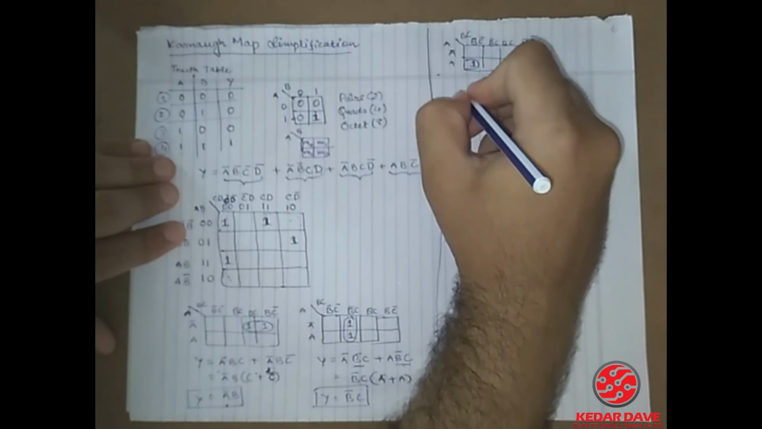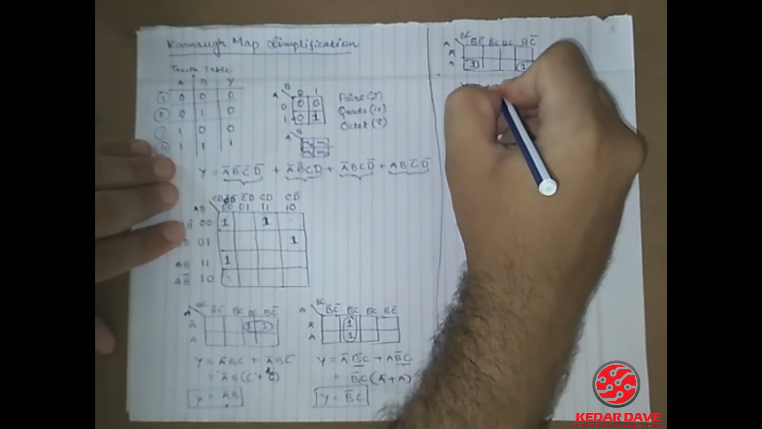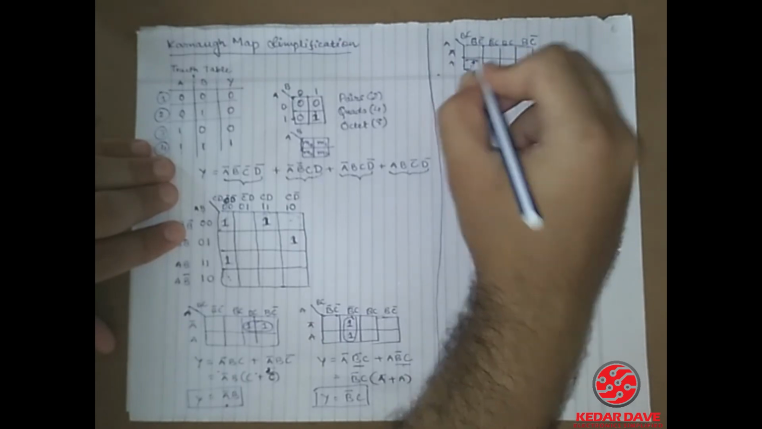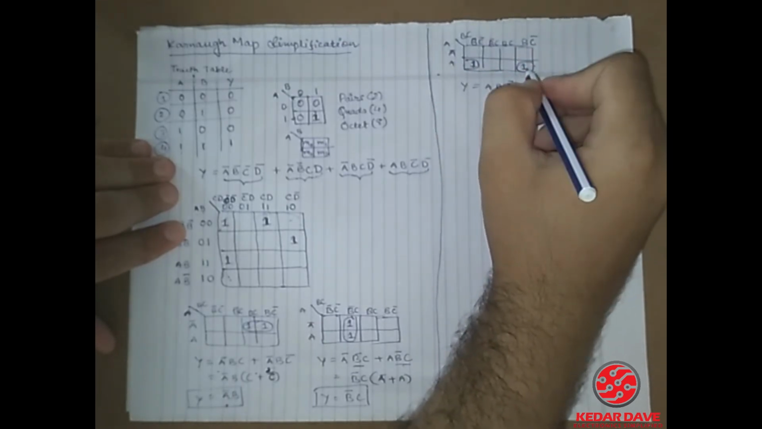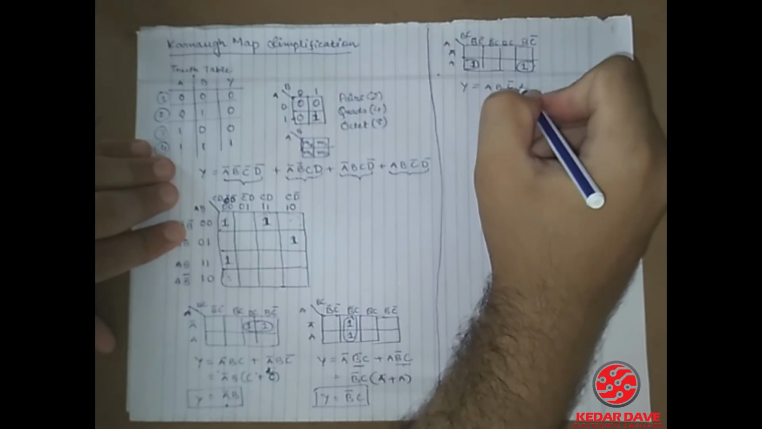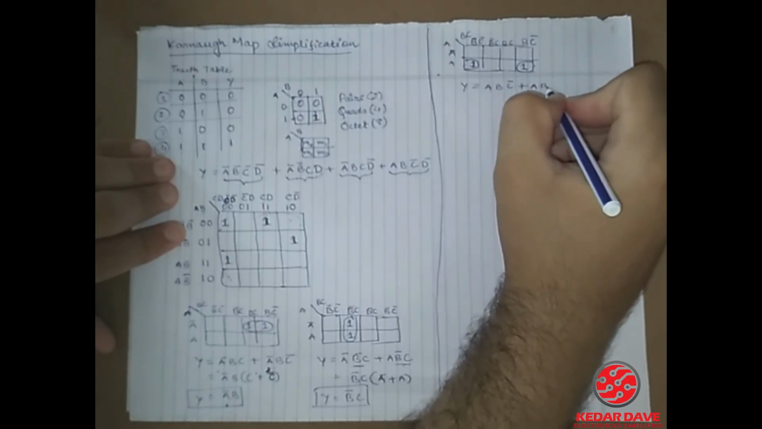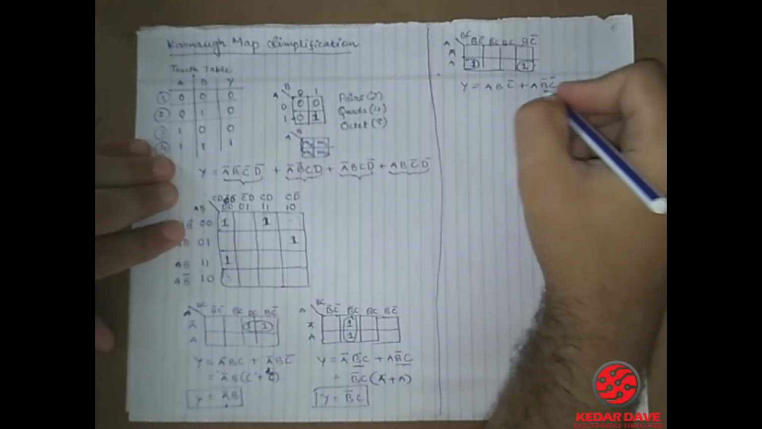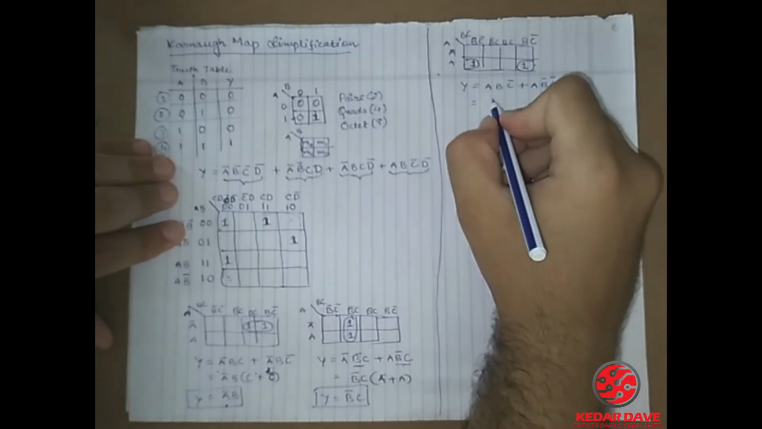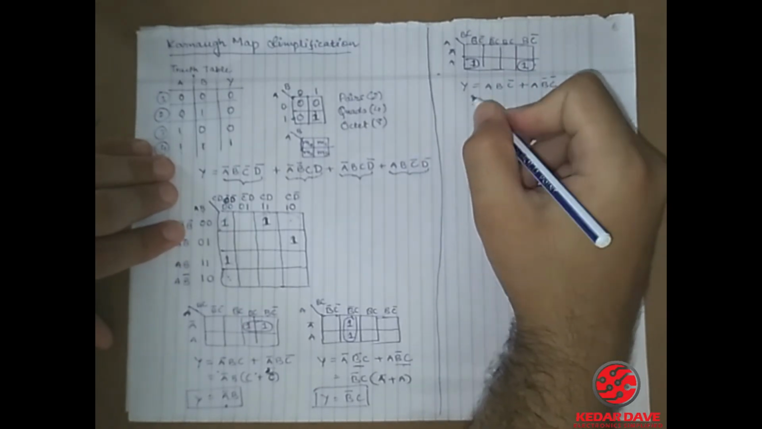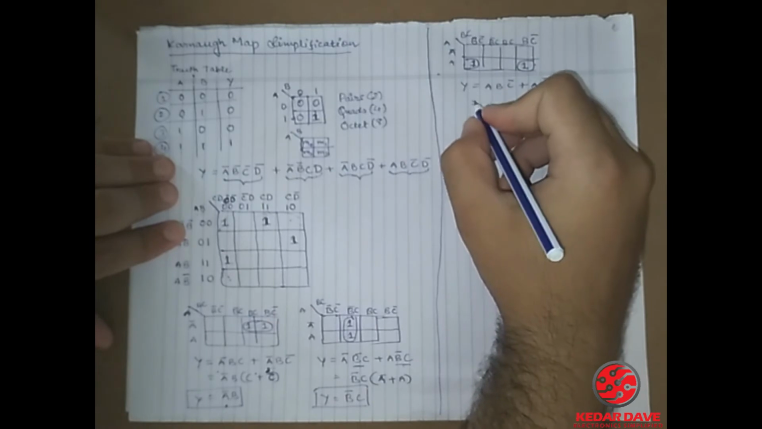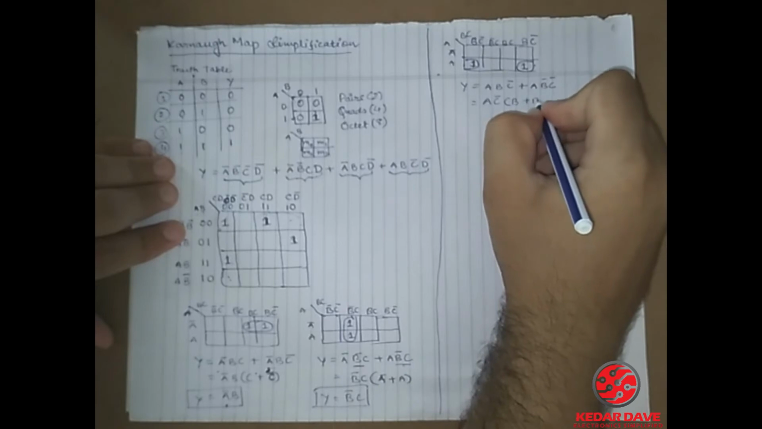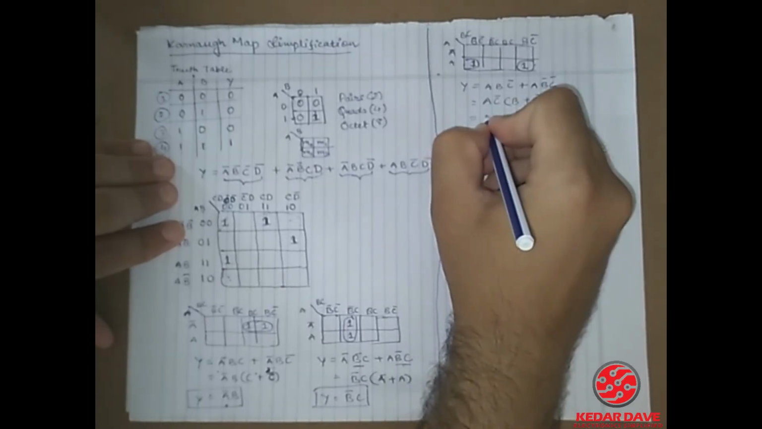So we can write the equation this way, that Y is equal to A B C bar for the first case over here, and plus A B bar C bar over here. So this way you can see that now we can take out some common variables, that A C bar will be taken as common, and the rest of the things will be B plus B bar. So B plus B bar is nothing but 1.